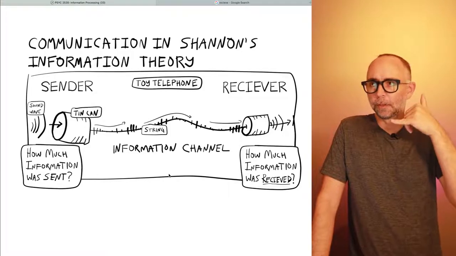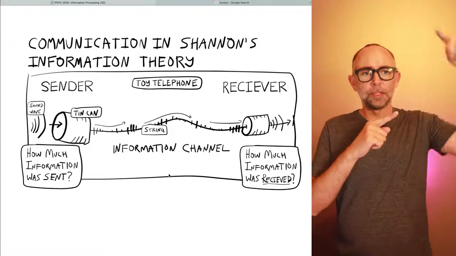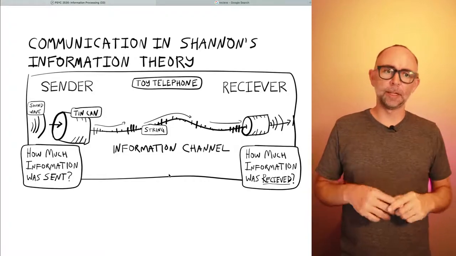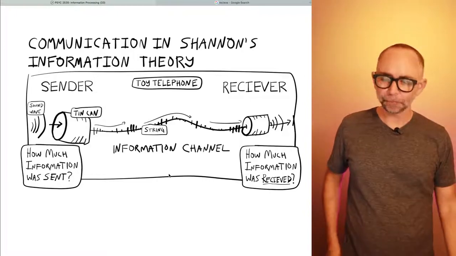So if we have a system like this, and this could be used to describe, you know, talking on a cell phone. So I call somebody and I say something, and what I say goes through the telephone network and back to the other person's cell phone, and they hear something. So we have an information channel there too.